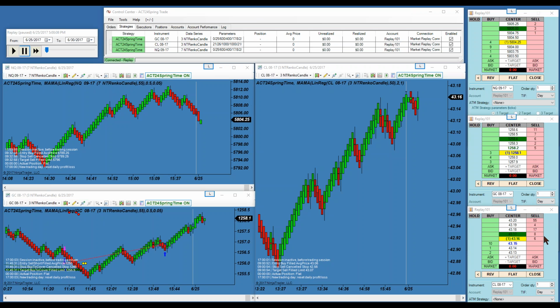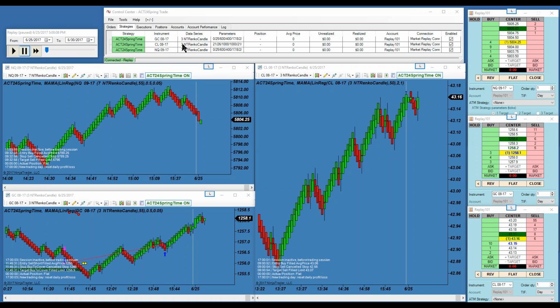Now, all three of these are on the springtime trading strategy. We have gold, the 817 contract, the current one. Crude oil on the 817 contract, the current one there. And the Nasdaq on the 917, the current one there.